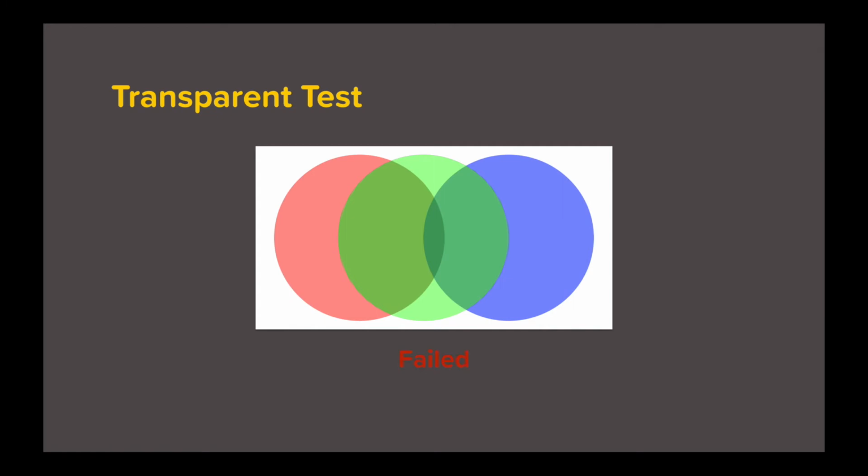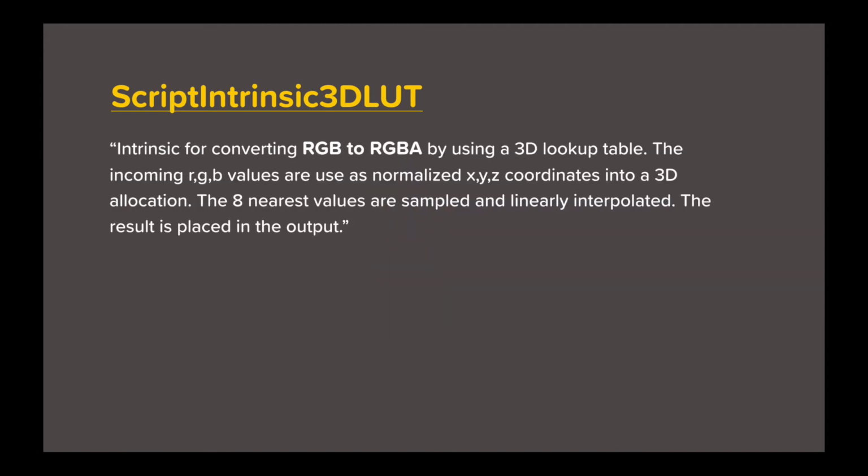But it turns out my algorithm failed, and it turns out that ScriptIntrinsic3DLUT, to the extent of my knowledge, did not support alpha values in input images. They should have put that in the reference, in the documentation, and it turns out they did. I just couldn't find it.